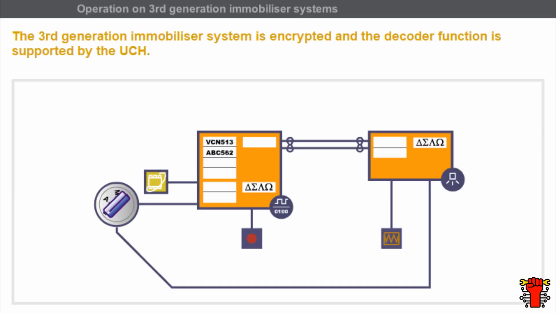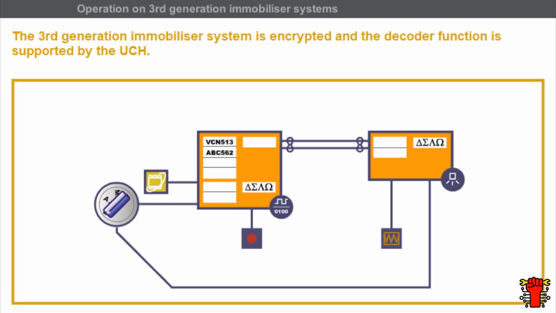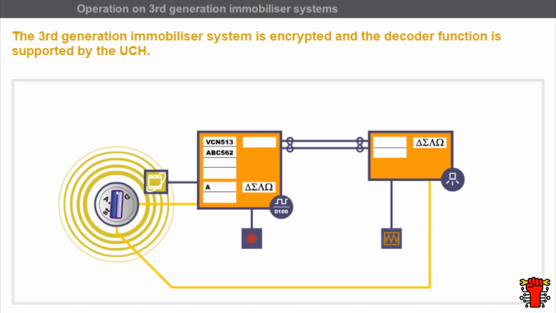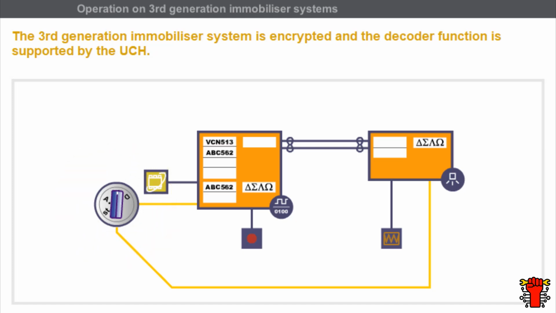The decoder function is supported by the UCH in third-generation Immobiliser systems. Moreover, transmitter-decoder communication is encrypted. When the ignition is switched on, the decoder identifies the serial number of the key. Then the decoder transmits a challenge to the key. If the response from the key corresponds to the result calculated by the decoder, it goes into inactive Immobiliser mode.